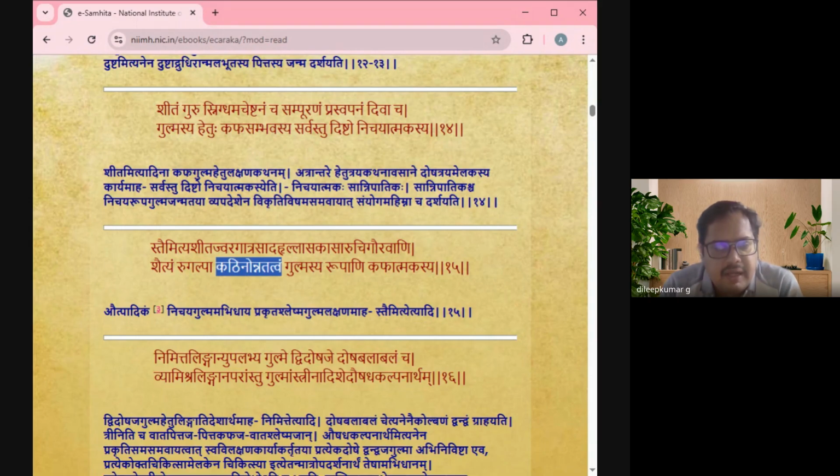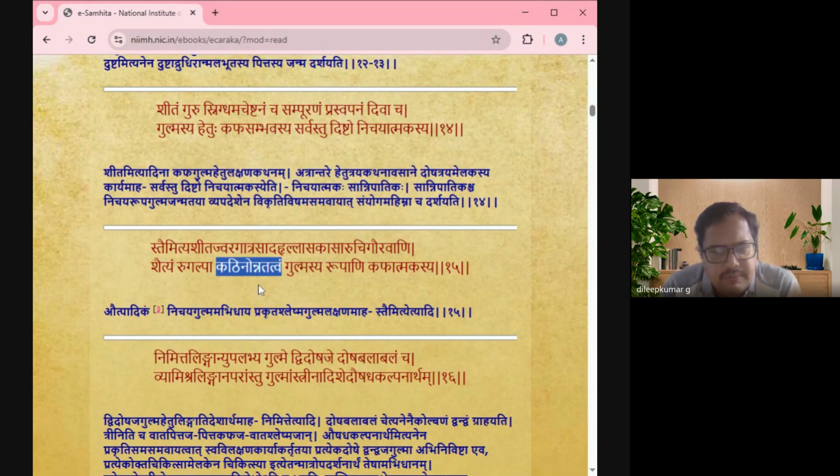So Kaphaja Gulma we can understand like any benign tumors, any palpable harder swellings compared to Vataja Gulma. So Kaphaja Gulma will be more hard, more palpable, and more saturated. In Vataja Gulma, you can see a fluctuation in the pain, fluctuation in the swellings, etc. But in Kaphaja Gulma, it will be more hard. So clearly it is benign tumor in nature, obstructing the intestine, giving pressure symptoms, heaviness, excessive secretion. So all these come under Kaphaja Gulma.